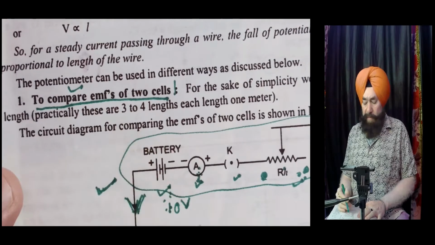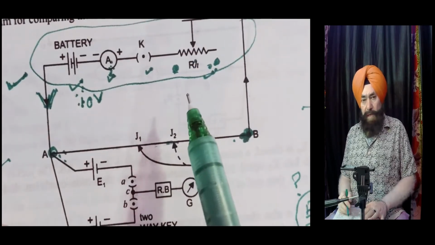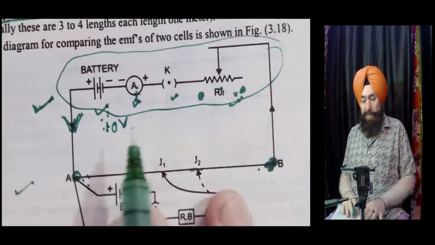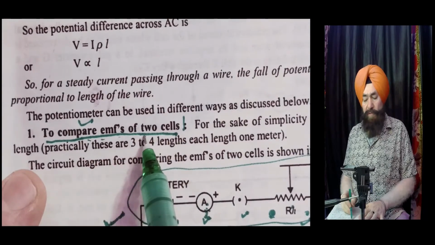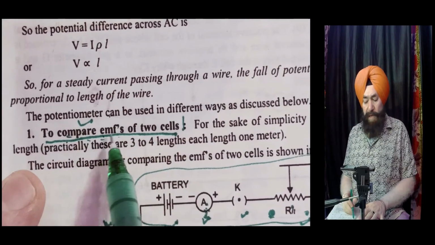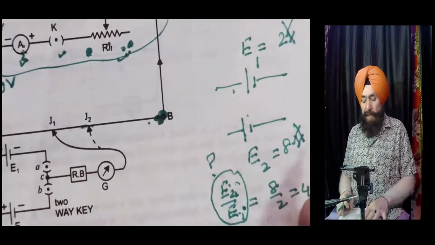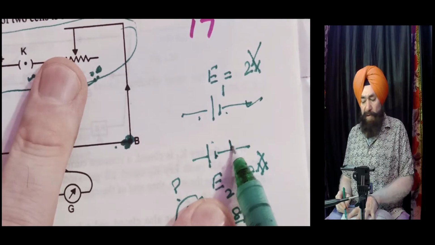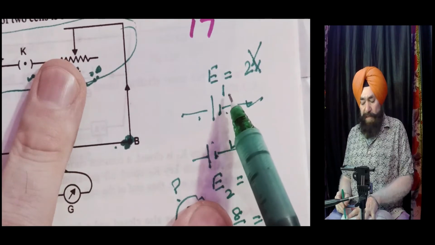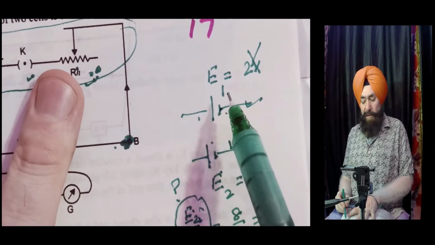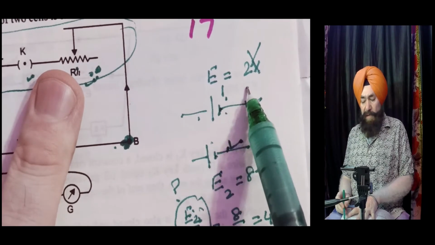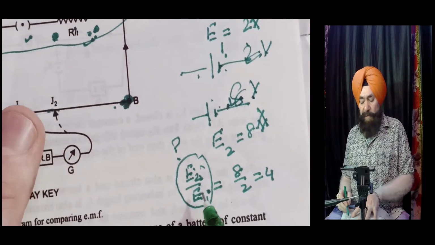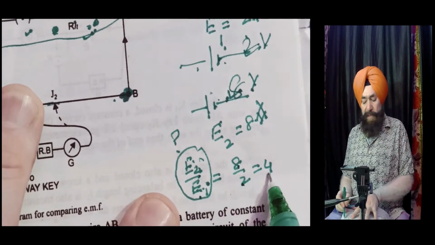My dear friends, today my topic is the application of a potentiometer, and that application is to compare the EMF of two cells. So I have a cell of EMF E1 and a second cell of EMF E2. I am interested in what E2 by E1 or E1 by E2 is. Suppose E1 is 2 volt and E2 is 8 volt. Then what will be E2 by E1? 8 by 2, that is 4.